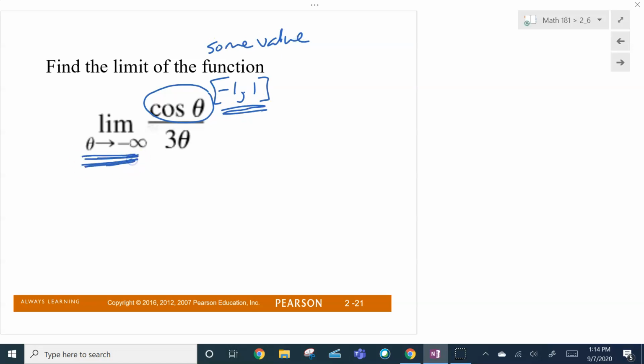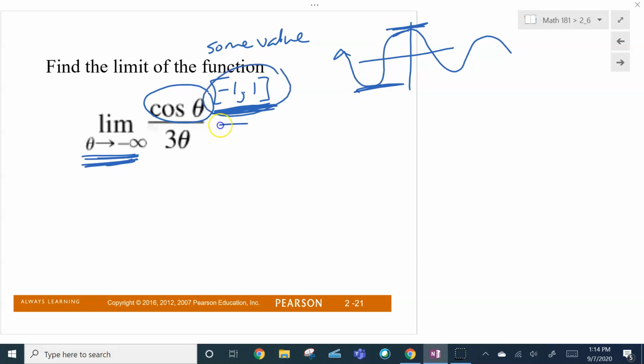Now I know theta is going down, I'm shooting this to negative infinity, but the cosine is always bobbing between -1 and 1, because we know what the cosine looks like. So on the top I have a constant. On the bottom, as I plug in negative 100 trillion or whatever, I have some constant on the top over negative 300 trillion on the bottom. This thing is shooting to 0.